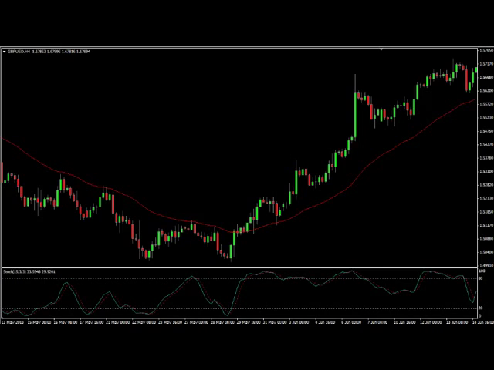Swing trading is a little bit different. It actually takes advantage of the trend itself to allow you to get into a move and stay in the move for as long as possible.